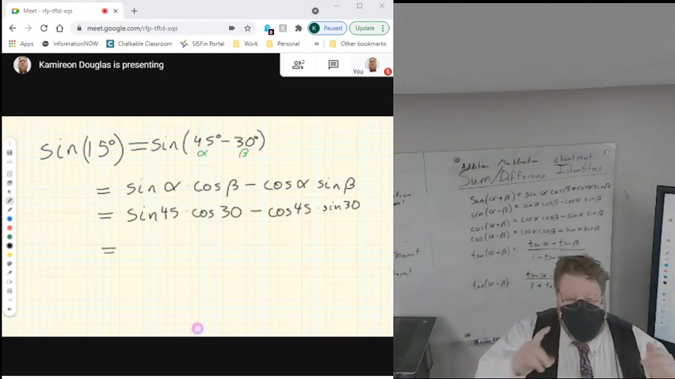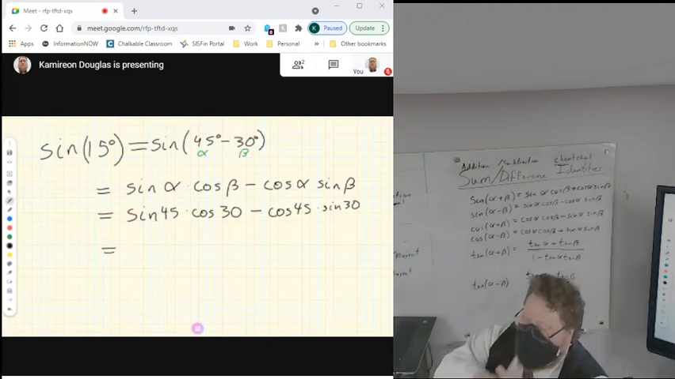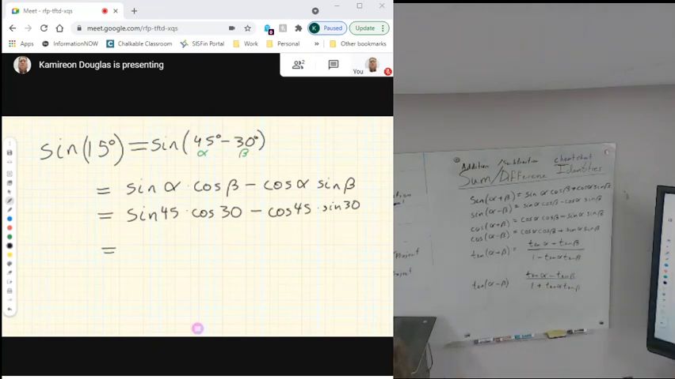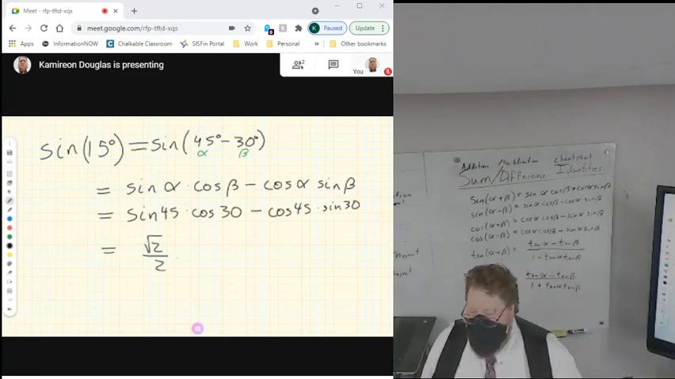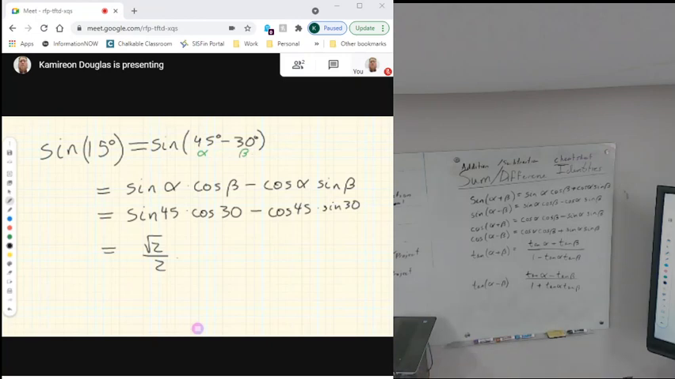45 tells me you need to go to 45 degrees and read the y value. Go to your circle, 45 degrees. The y value is square root of 2 over 2. My first piece, times cosine of 30 degrees. As a reminder, cosine is the x value. So I'm going to 30 degrees, I go to the x value. What is that x value? Square root of 3 over 2.